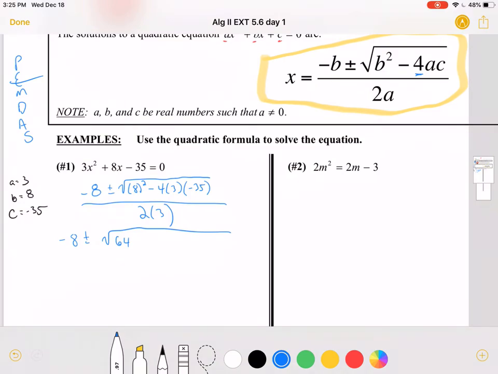On your calculator, if you don't have a calculator right now, pause the video, go to the back, and grab a calculator. Do not use your phone. It's much, much easier to screw up. Just go grab a calculator, please.